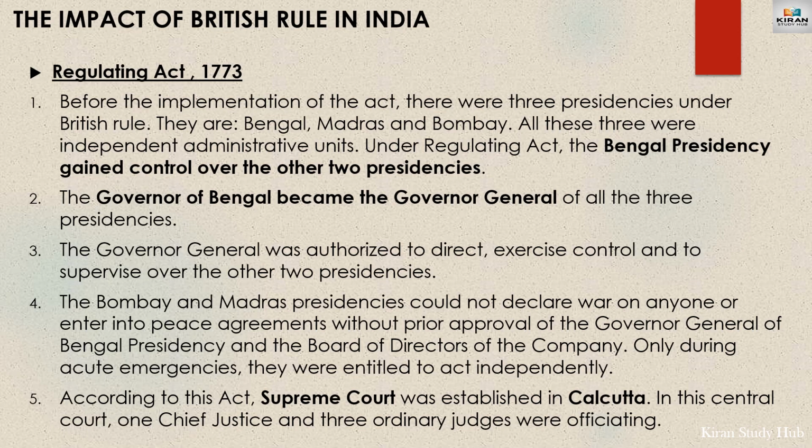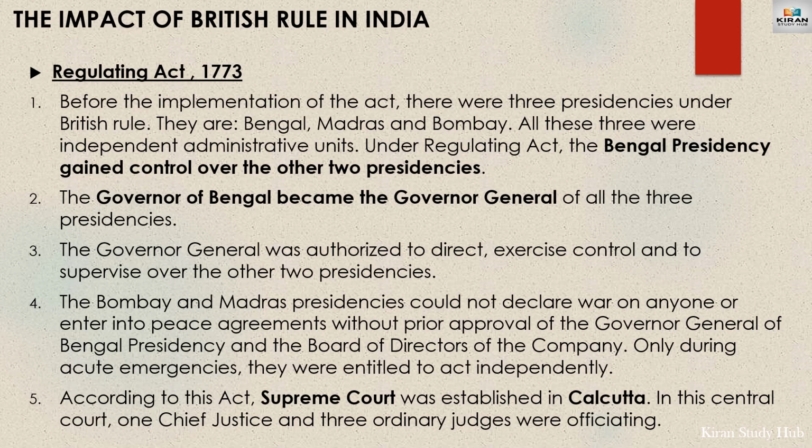Second, the Governor of Bengal was renamed as Governor General of Bengal. Third, the Governor General of Bengal was authorized to direct, exercise control and to supervise the other two presidencies. Next, the Bombay and Madras presidencies could not declare war on anyone or enter into a peace agreement without the prior approval of the Governor General of Bengal and Board of Directors of the company. But only during emergencies they are entitled to act independently.